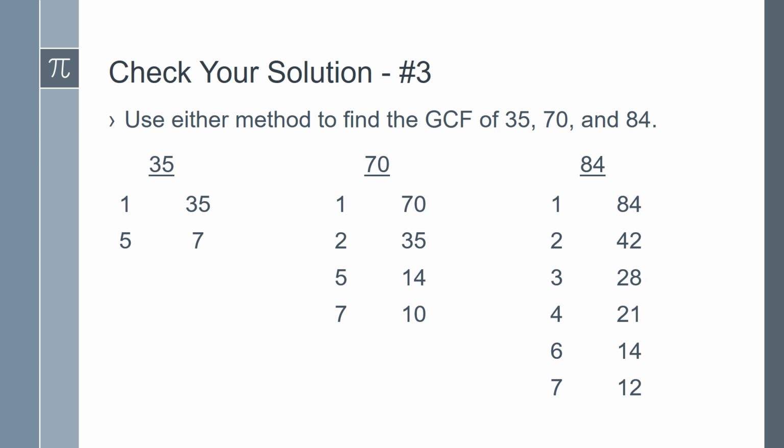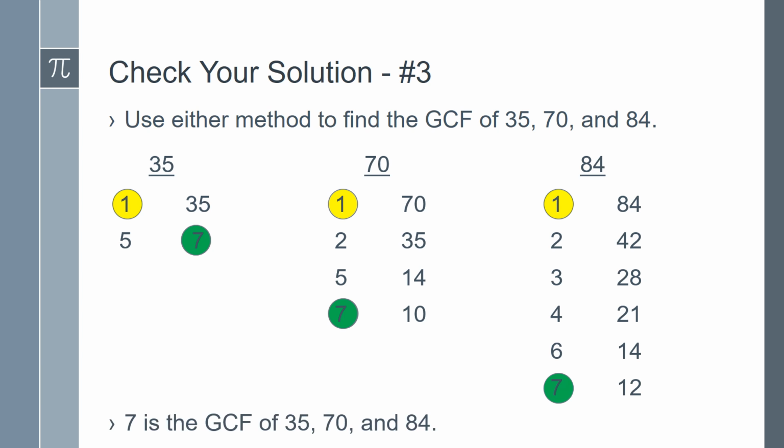Next, we will need to circle any common factors. You'll notice that I put 2 and 5 in red. That's because they are shared by two of the numbers, but not all three, so they don't actually help us solve this problem. In order to find the GCF of three numbers, it must be shared between all three of those numbers. The numbers that are in common between all three are 1 and 7. So next we will highlight the greatest common factor, in this case 7. So 7 is the greatest common factor of 35, 70, and 84.